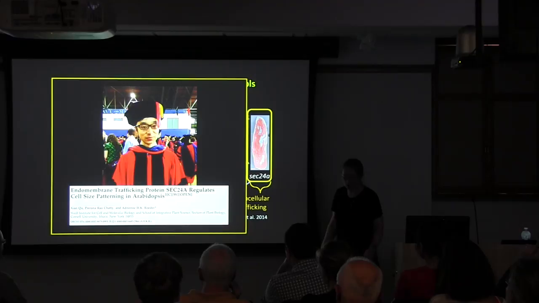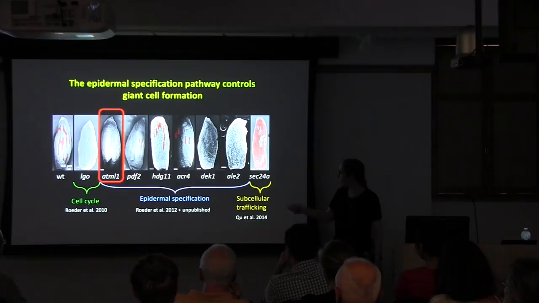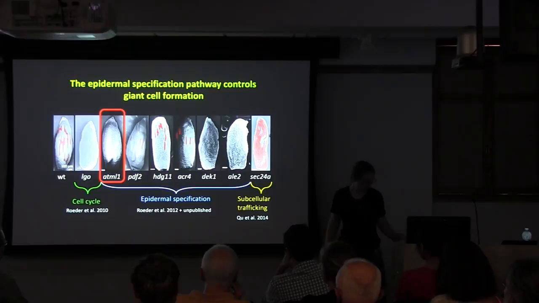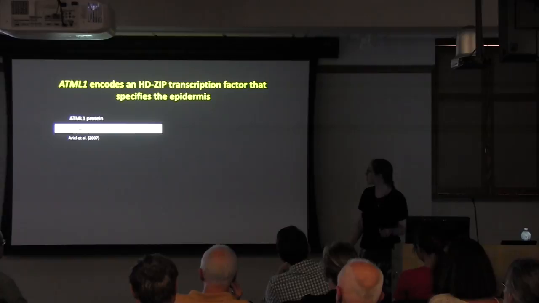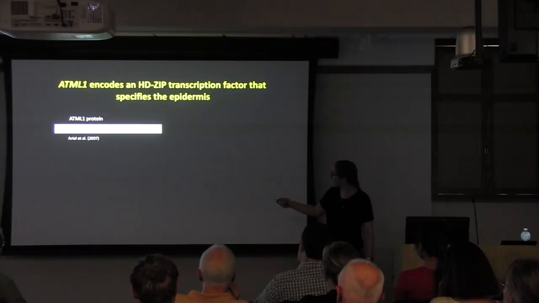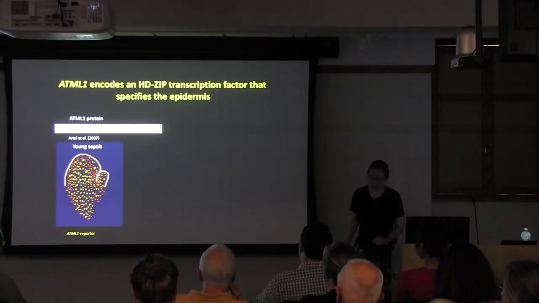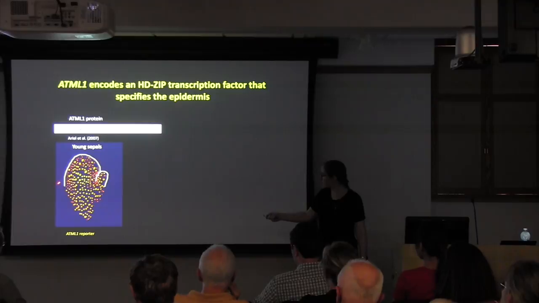But today I want to focus on the ATML1 gene and ATML1 mutant. You can see the ATML1 mutant completely lacks giant cells. ATML1 encodes a homeodomain leucine zipper transcription factor, and it's involved in epidermal specification. So here's the protein structure. You've got a homeodomain, a leucine zipper domain, and a START domain. ATML1 is expressed throughout the epidermis, including in young sepals. So here's a young sepal. You can see it's expressed in all that outer layer of cells.